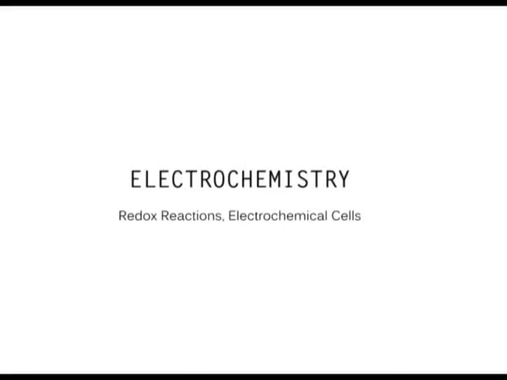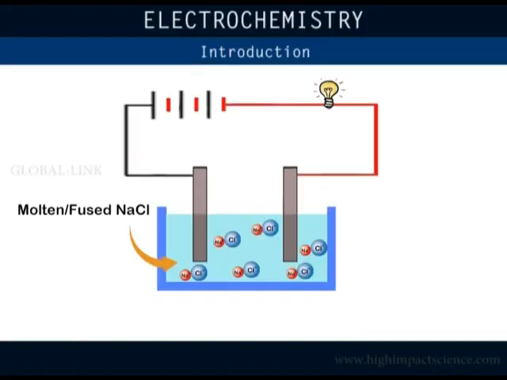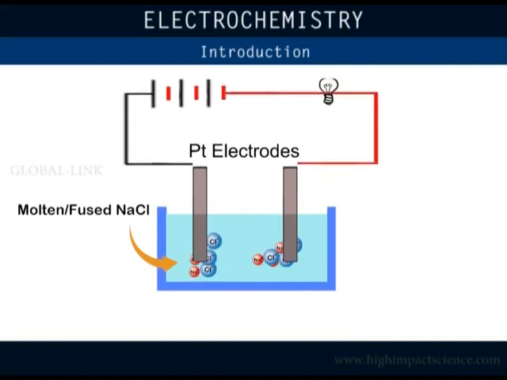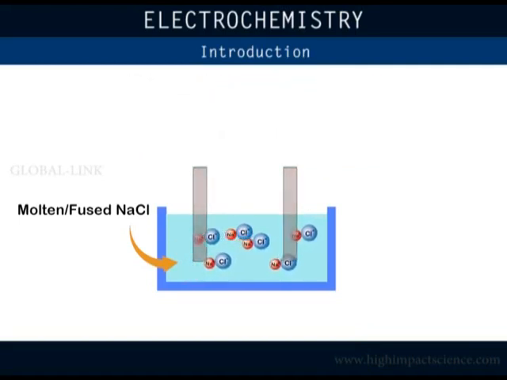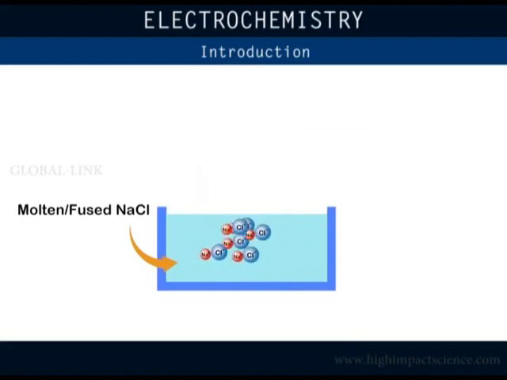Next chapter, Electrochemistry. Now, in Form 2 on the chapter Effect of an Electric Current on Substances, we saw that ionic compounds conduct electric current in their aqueous or molten states. And that is because in their aqueous or molten states, they dissociate into free ions.